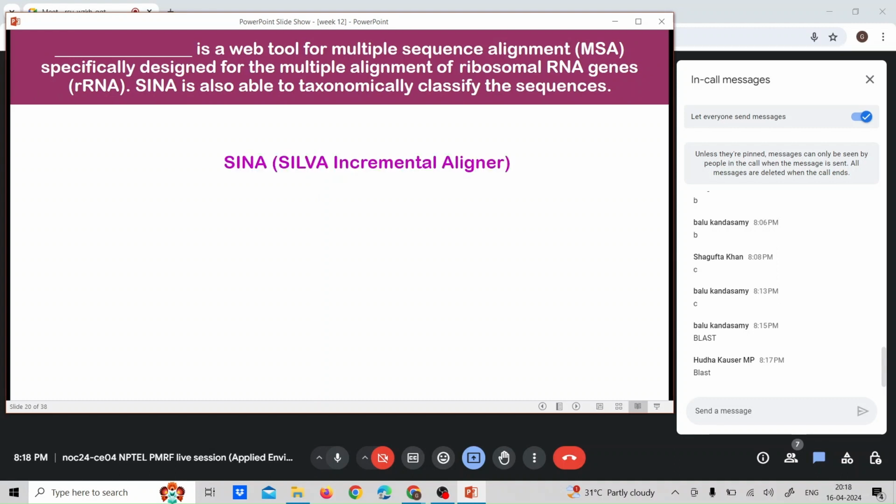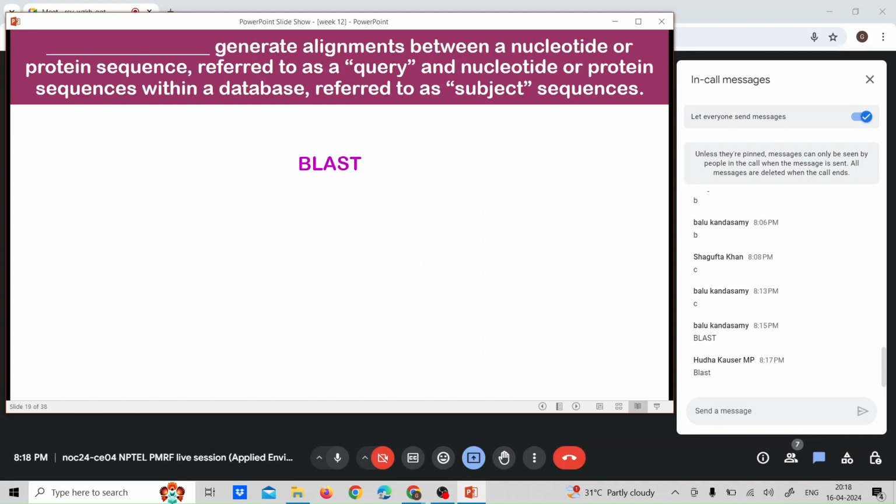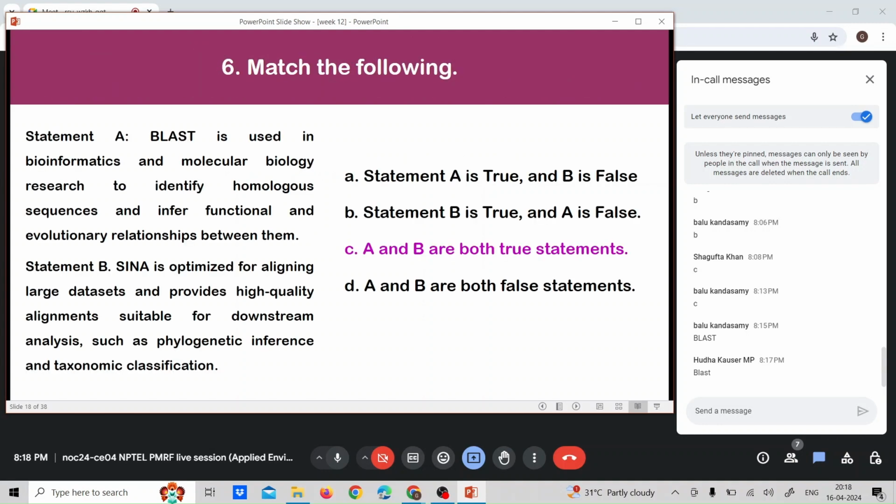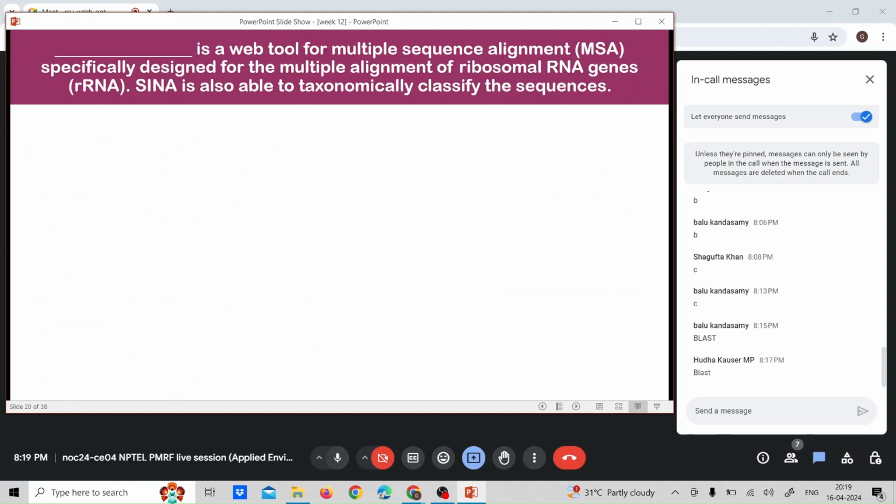So here we have SINA. It is the SILVA Incremental Aligner. You can use it for multiple sequence alignment of ribosomal RNAs. It's meant for ribosomal RNA, but you can perform multiple functions, which include downstream analysis such as phylogenetic inference and taxonomic classification.